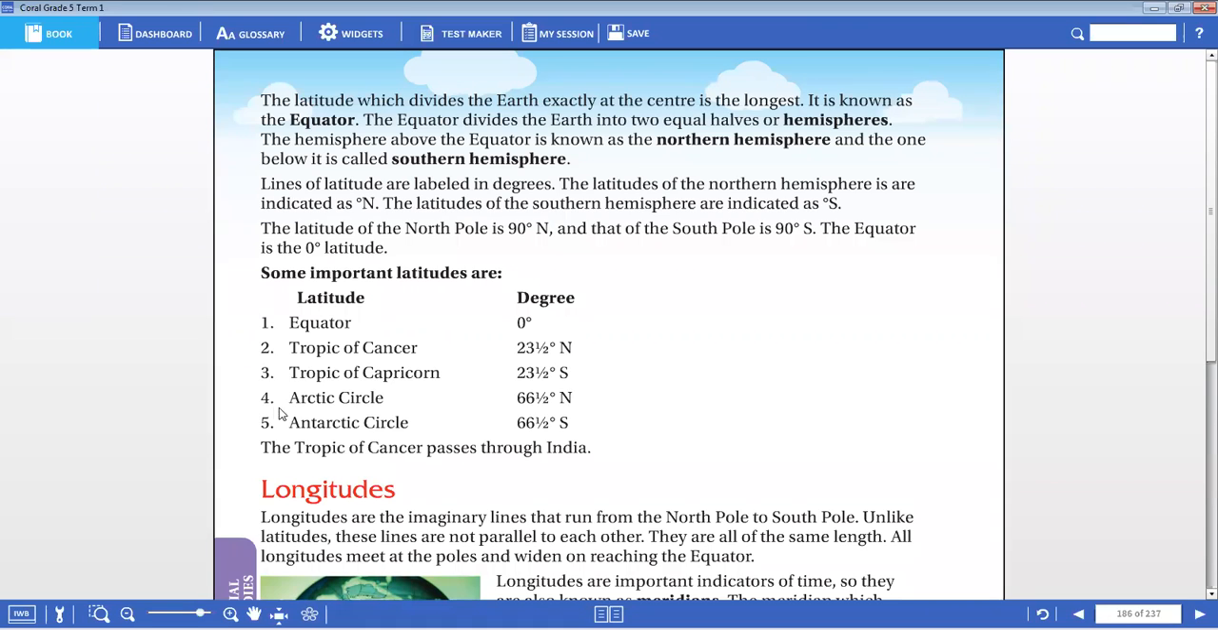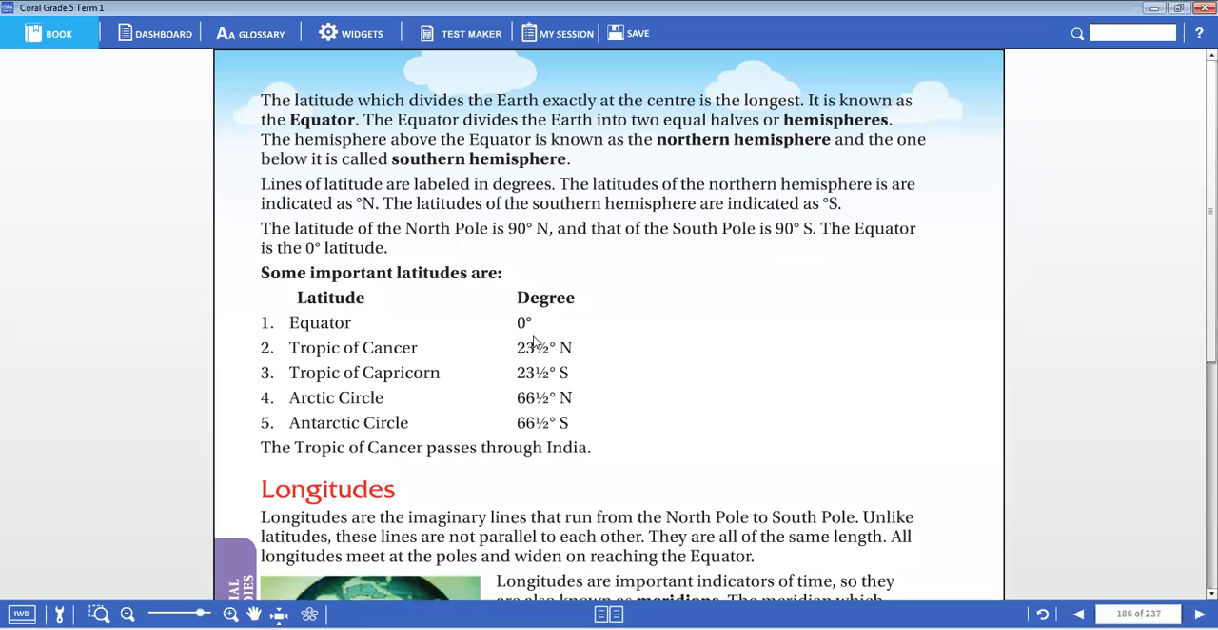The Tropic of Cancer is at 23.5 degrees north. Coming to the Tropic of Capricorn, 23.5 in the southern hemisphere. Not all latitudes are named, children, because there are 181 latitudes, but a few are named. Here there are 5, the North Pole is the 6th one, and the South Pole is the 7th one. So there are totally 7 latitudes you have to learn.